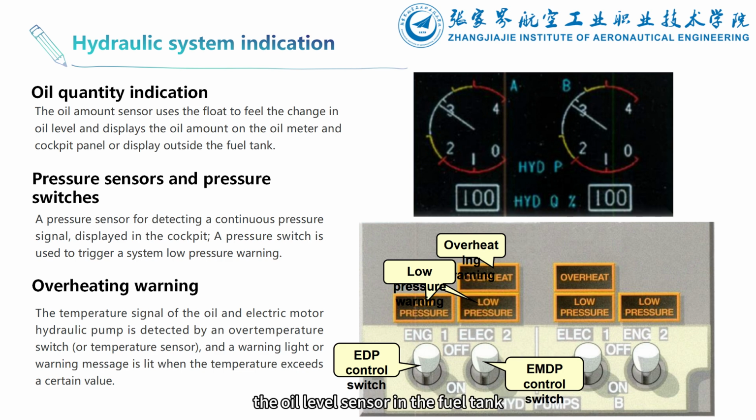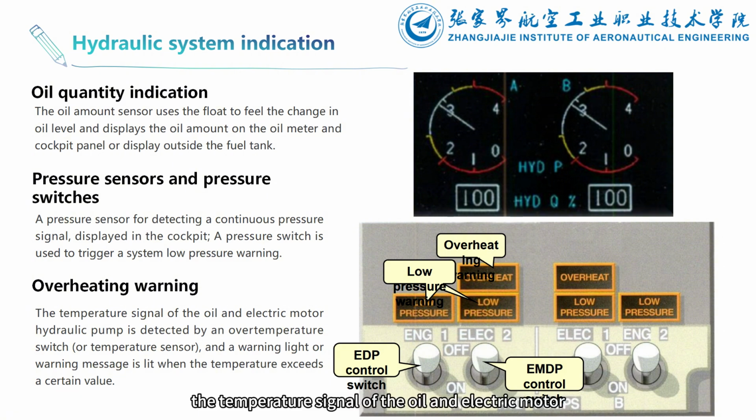The oil level sensor in the oil tank uses a float to sense the change in oil level and displays the oil level on the oil meter and cockpit panel or display outside the oil tank. Pressure sensors detect continuous pressure signals and are typically used for cockpit displays. A pressure switch is typically used to trigger a system low pressure warning, lighting a warning lamp or warning message when the detected pressure is below a certain value.